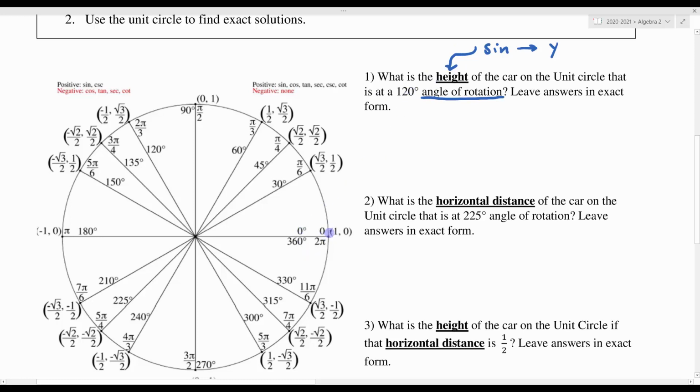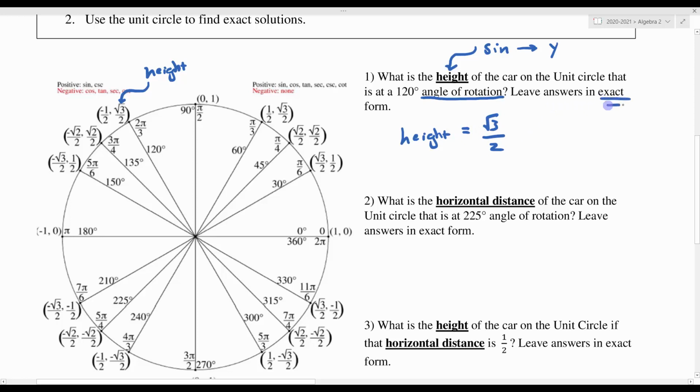This is 0 degrees, and then we rotate around counterclockwise, and here we are at 120 degrees. All right, so remember, the height of the car is represented by the y coordinate, or the sine. This would be the sine of 120, but this number right here is the height, this √3/2. So there's no math to do. We just have to find the piece of information that we're looking for. It's already done for us on the unit circle. So we would say the height is equal to √3/2.